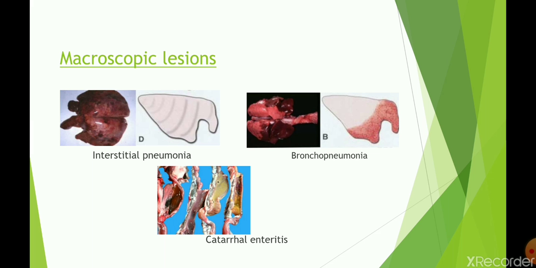The third picture is the catarrhal enteritis. You can see the glistening areas there. It's due to the excessive mucus production after the inflammation of the intestine.